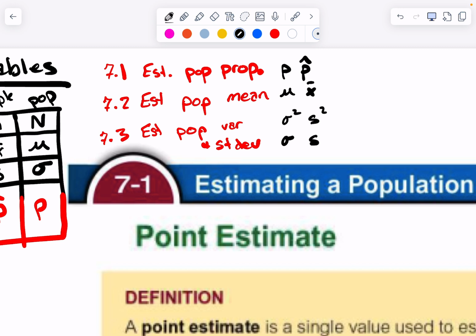Now, after we do 7-1, the process for 7-2 and 7-3 is going to be identical, with just a little bit different of a formula, okay? So, pay attention real good in 7-1 and your life will be hunky-dory for the rest of the chapter. It will be significantly easier. All right, here we go.